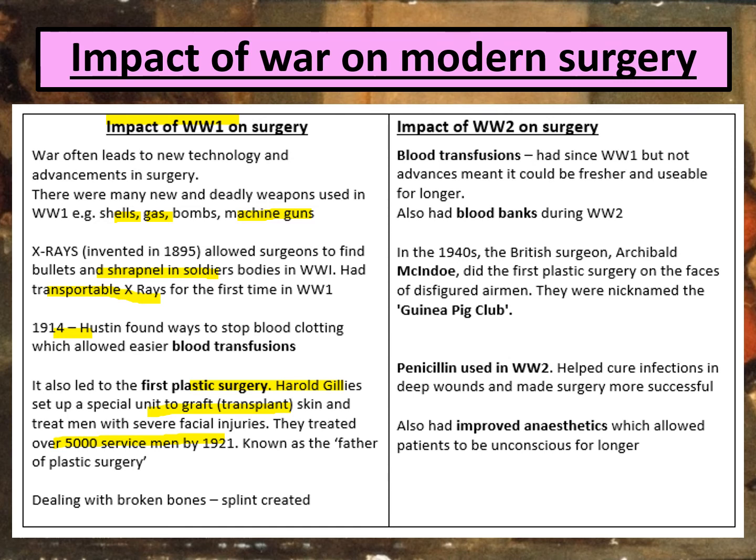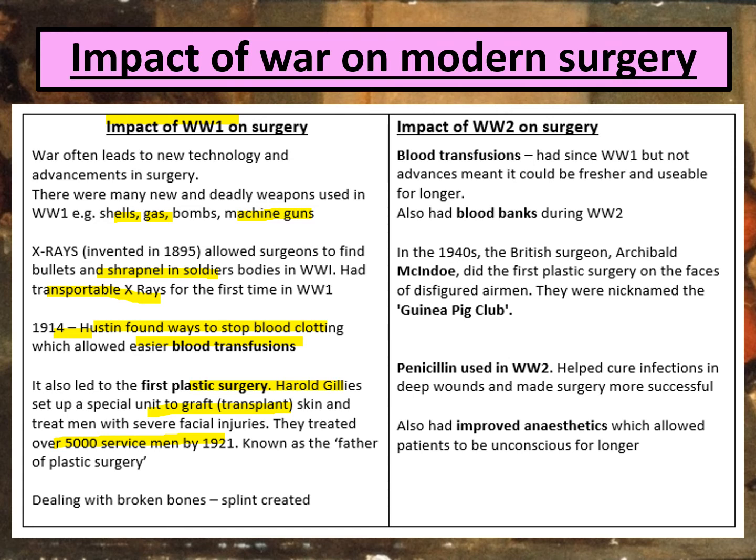In terms of World War II, there was basically more progress and more development of what had been created in World War One. For instance, we've already mentioned Huston and how he tried to stop blood clotting to allow blood transfusions. They learned some new things that meant blood could be made fresher and usable for longer. So they're building on his work from 1914.